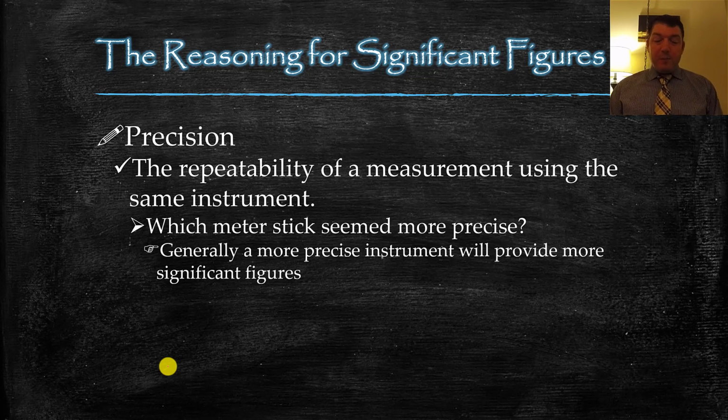The question comes up, which meter stick was more precise? The meter stick that measured the pencil as 0.15 meters, or the meter stick that measured it as 0.145 meters? And the answer should be obvious. It's the meter stick that gave you 0.145 meters. We were certain it was more than 14 and less than 15 centimeters.